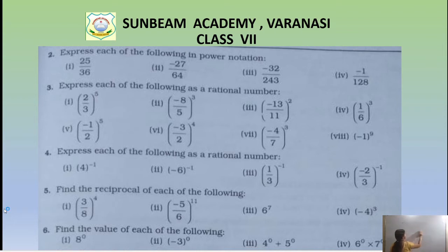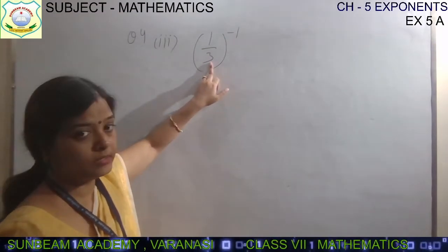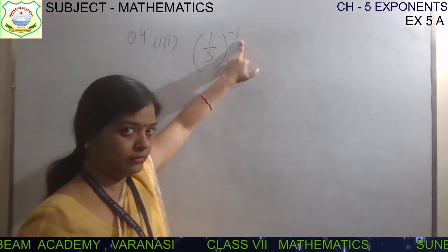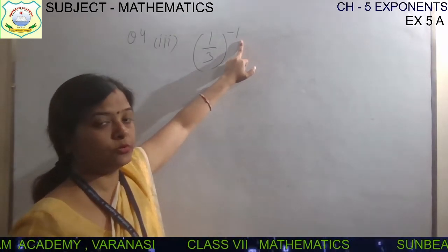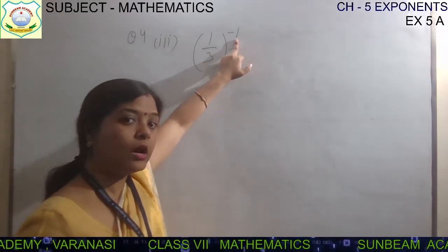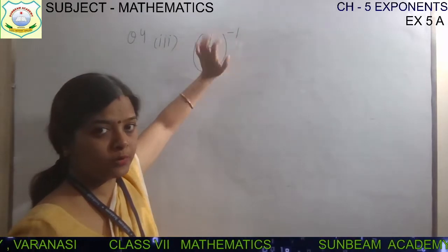Same we will do. The power is negative, the exponent is negative, children. 1/3 to the power -1. Let's see, beta, how we will solve it. It's an exponential number because a power is given and it is -1. The exponent is negative. So we will focus on this. We will make it positive. How will you make it positive? How will the exponent be converted to positive? When you take the reciprocal of the given number.